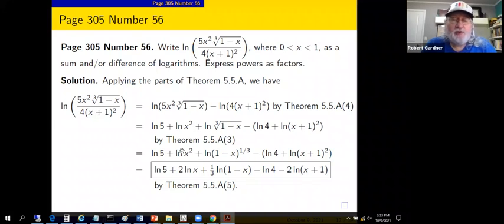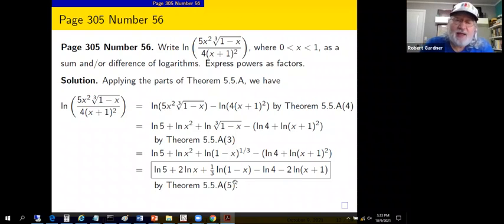Exponent inside a log function comes out front as a coefficient. 2 comes out front. 1/3 exponent in a log function comes out front as an exponent. The 2 here inside the log function comes out as an exponent. Let's also distribute the negative sign. We'll pick up a negative right there as well. Again, careful with the parentheses. And we get to this stage here, and let's put that in a box because that's the final answer because we can't go any further.